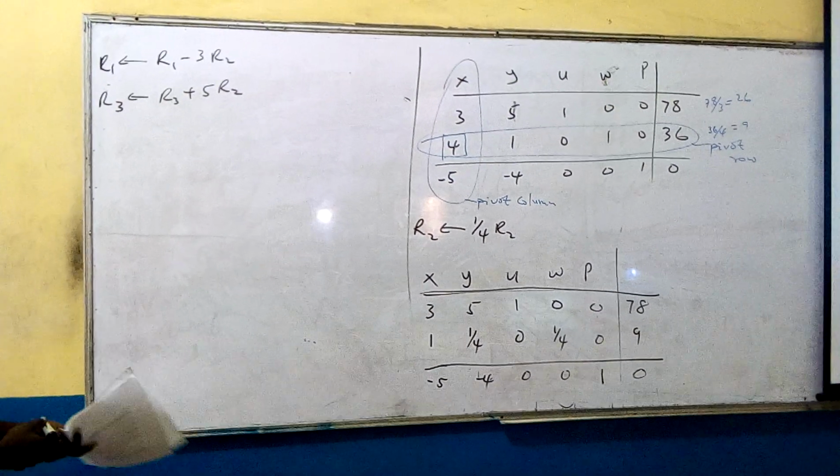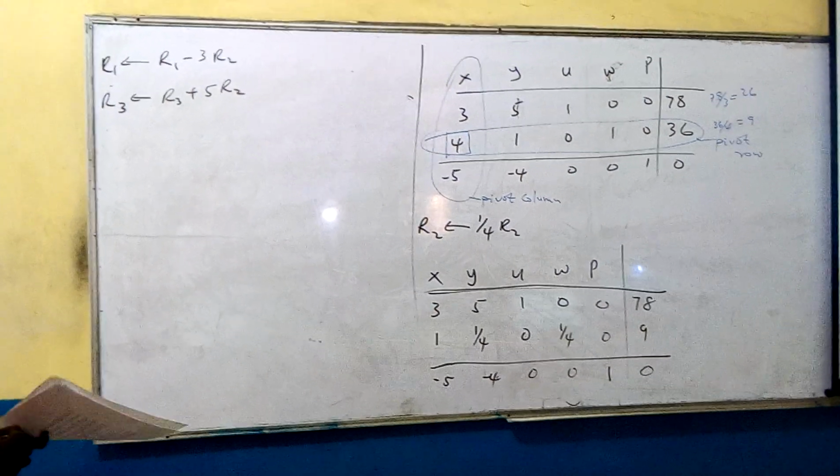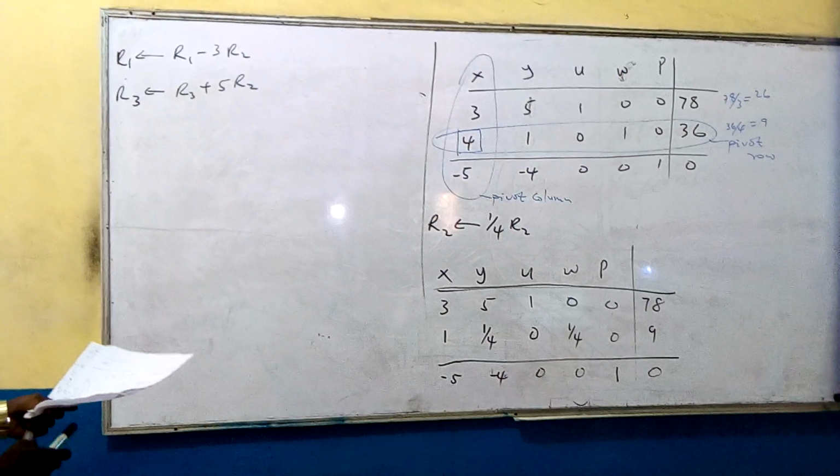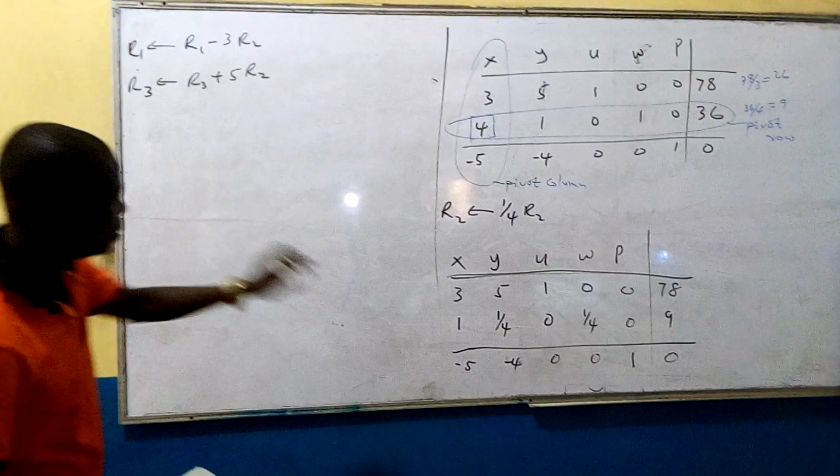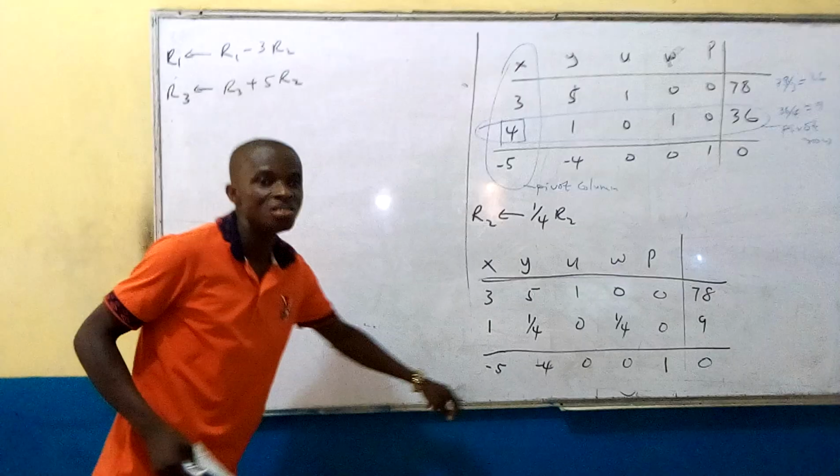So wouldn't it be row 2 plus 5? Which one? Oh, okay, I understand. We multiply this by 5. Yes, we have to make it go to 0.